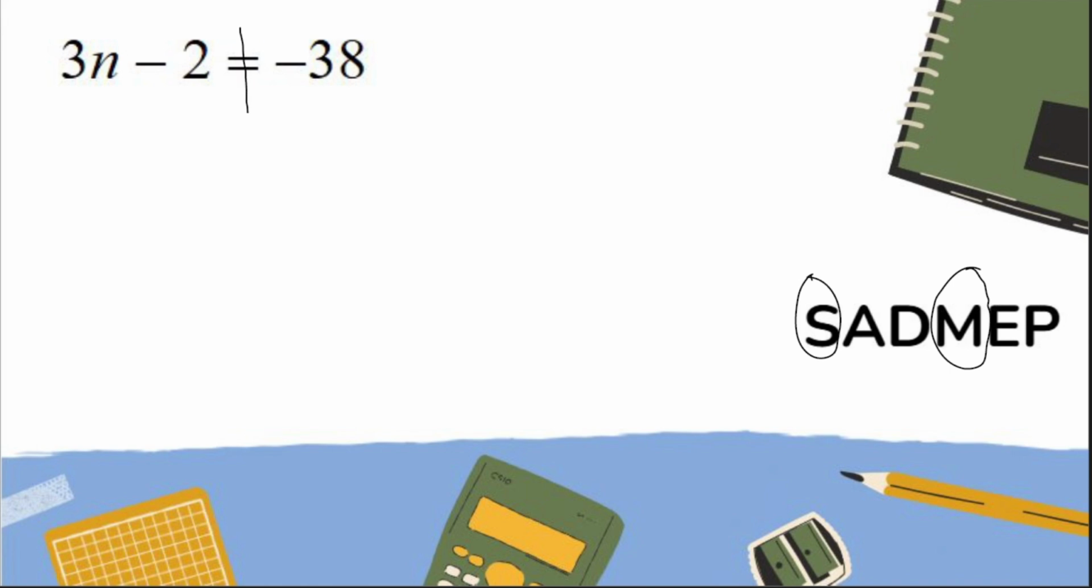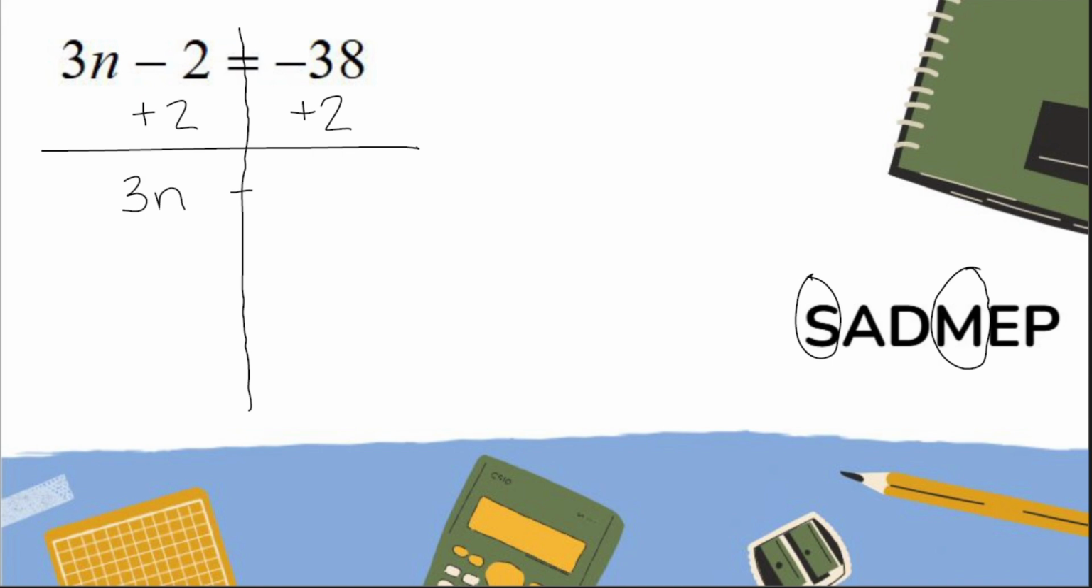So I'm going to draw my line down my equal sign so I can keep my work organized. And I got to undo that subtract 2. So to undo subtract 2, I'm going to add 2 to both sides. Okay, so I draw a line to show I'm moving to my next step. Let's see, 3n is left by itself on the left-hand side. I got my equal sign, and then on the right-hand side, I got -38 plus 2. That should be -36.